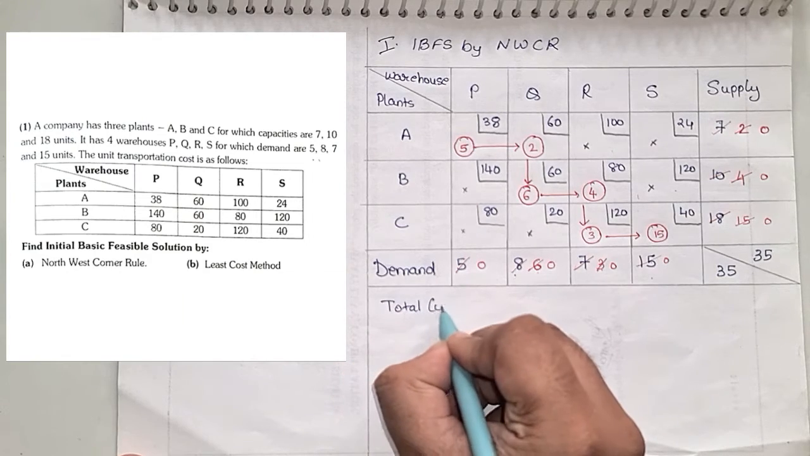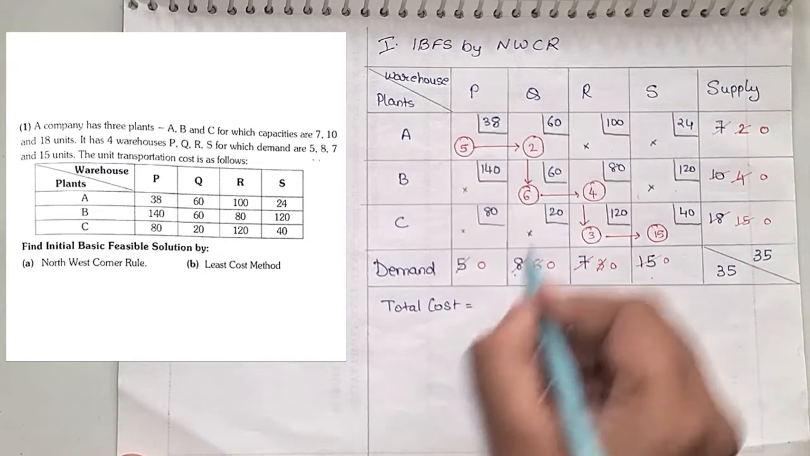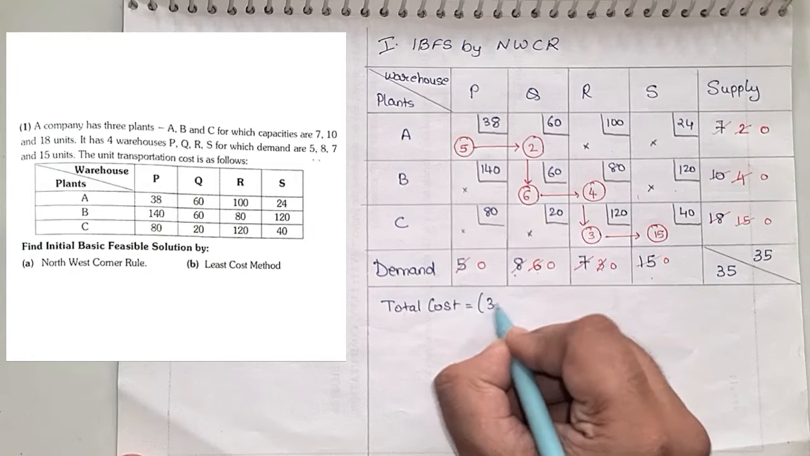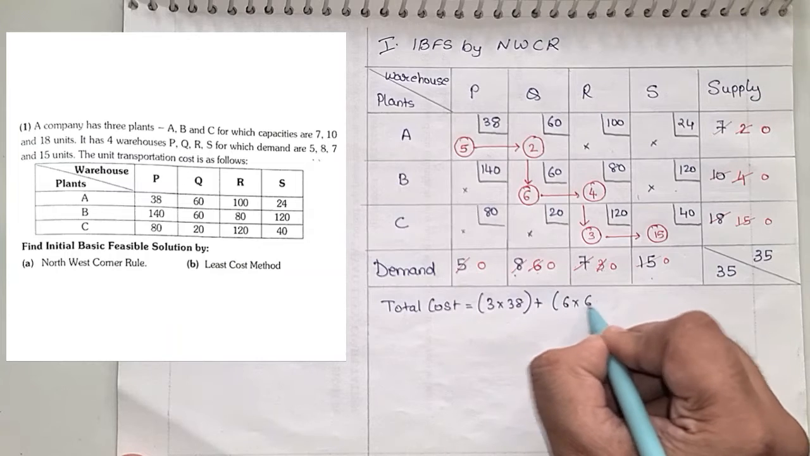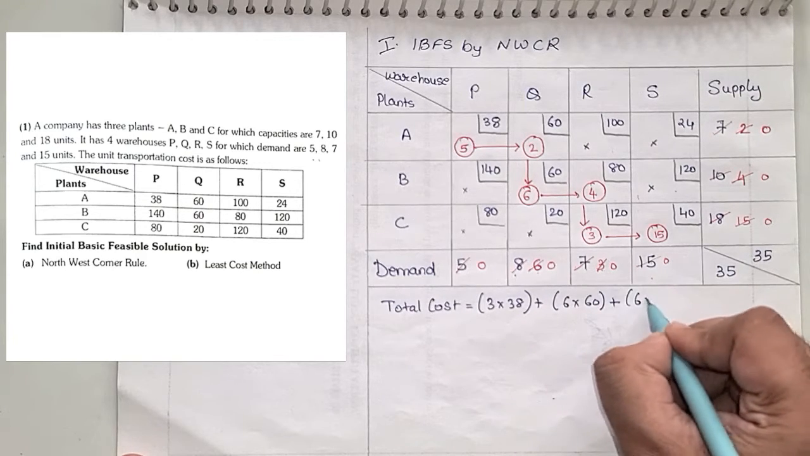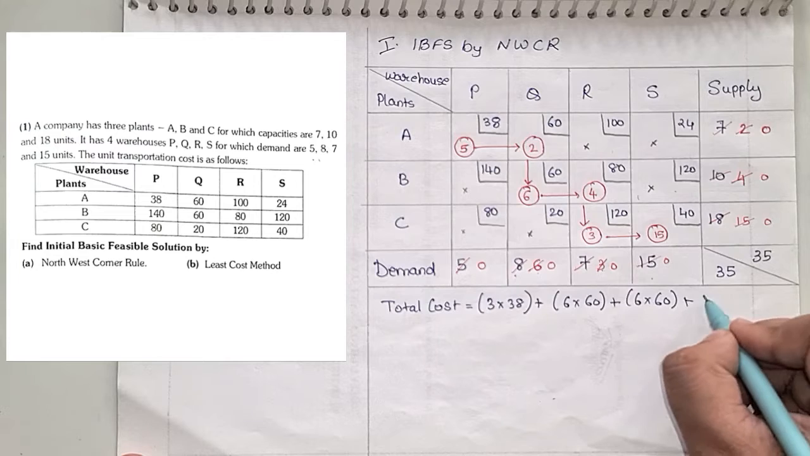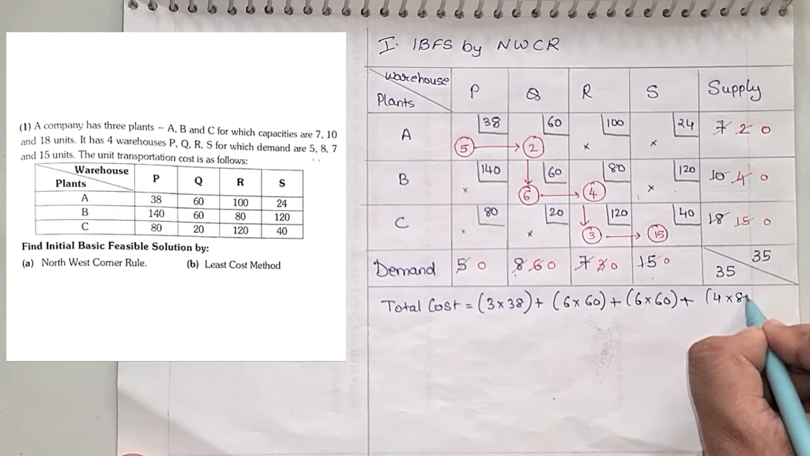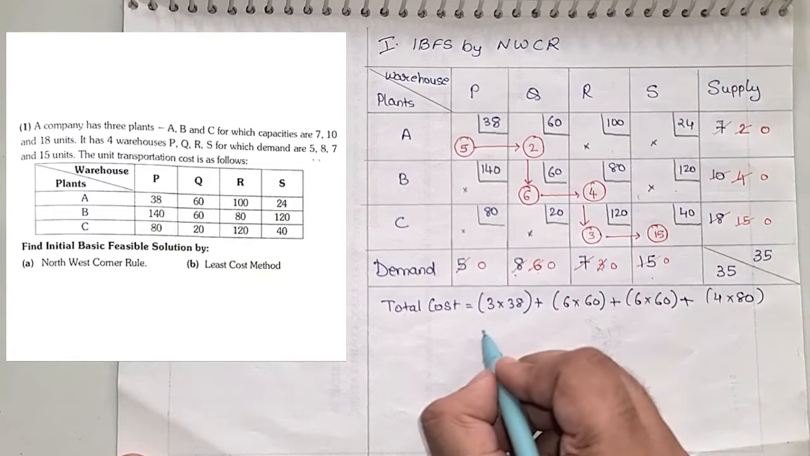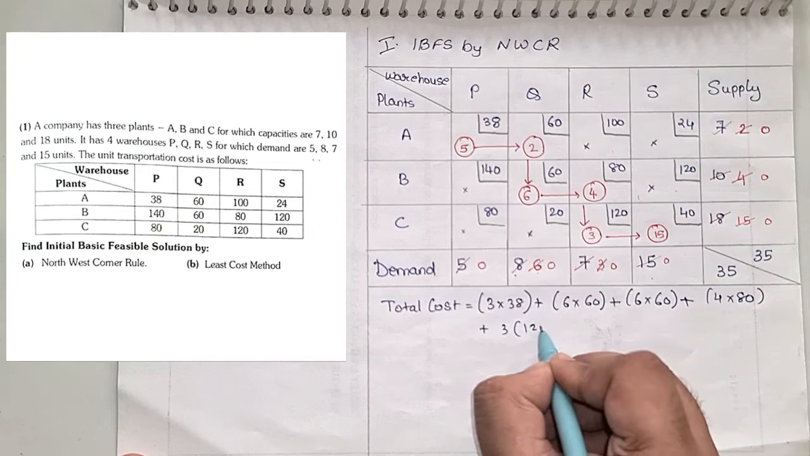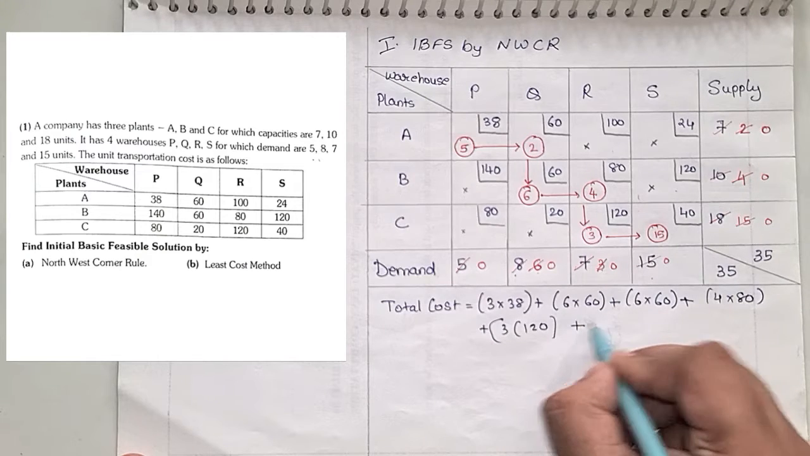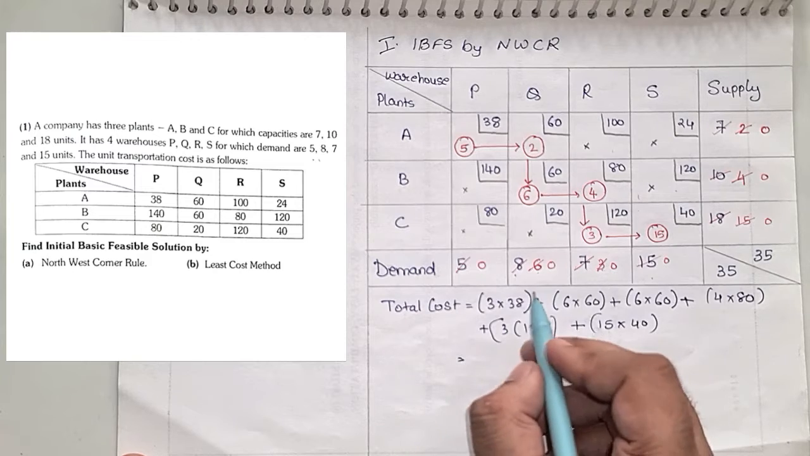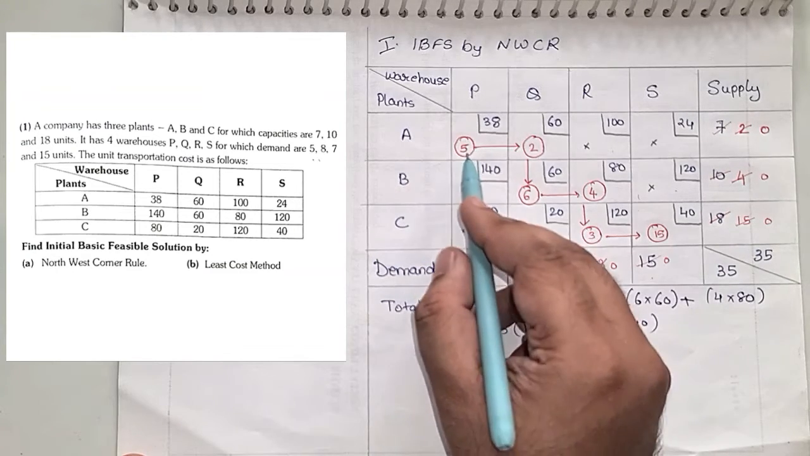So the total cost is equal to, I just have to multiply them now. So it will be 5 into 38 plus 2 into 60 plus 6 into 60 plus 4 into 80 plus 3 into 120 plus 15 into 40. Okay, so sorry, it is 5 into 38.